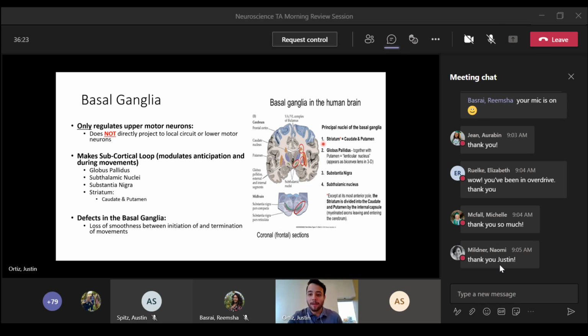One thing to note is that when we talk about the striatum, that's the same thing as saying the caudate or the putamen.